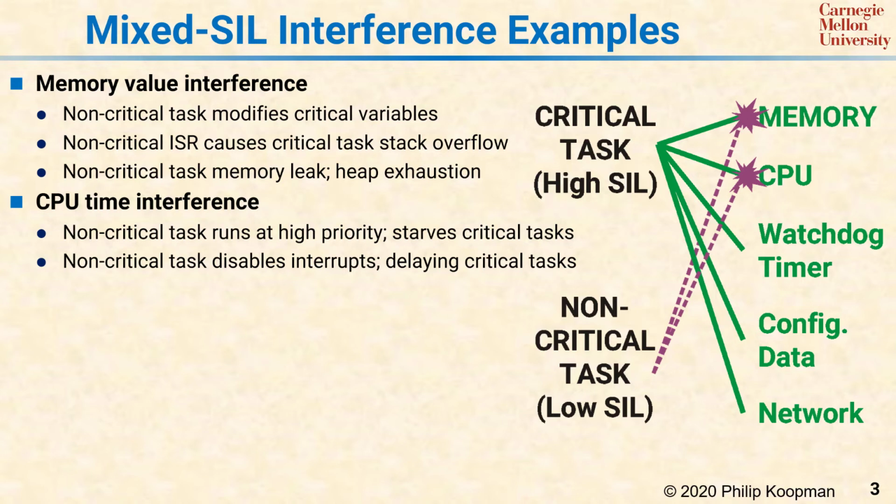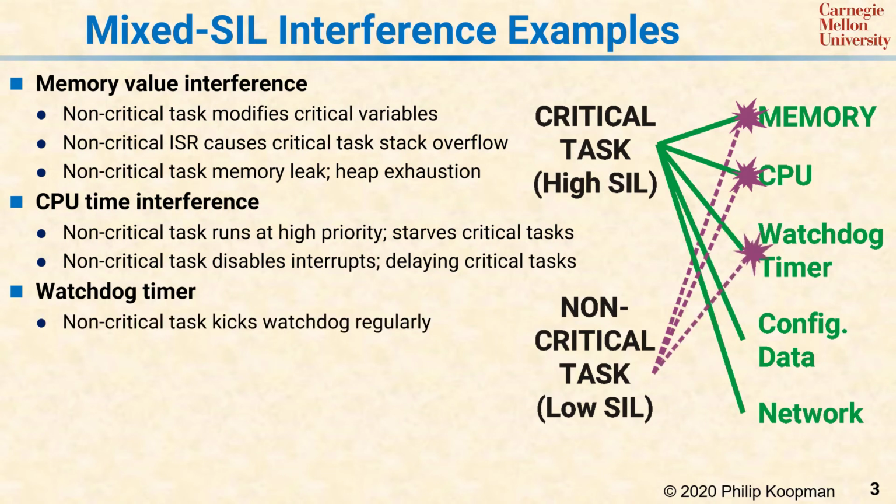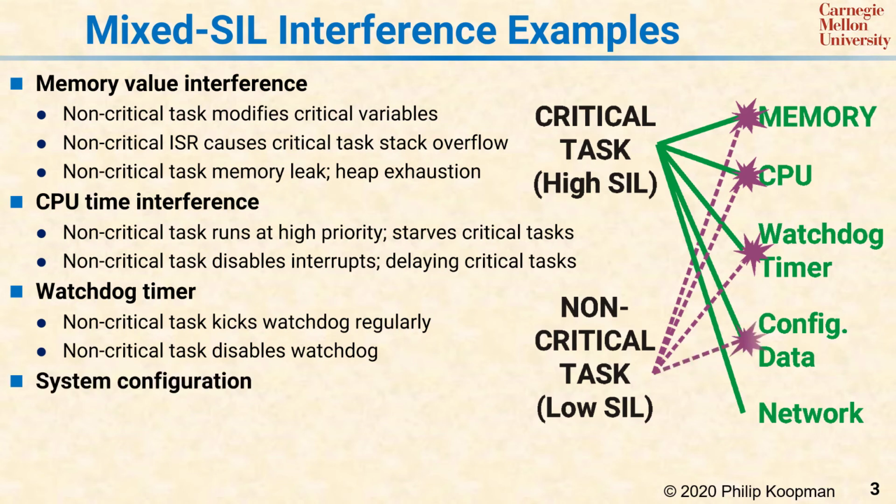A non-critical task could compromise the watchdog timer by, for example, kicking it in a tight loop even though the critical tasks are all dead, or even disabling the watchdog entirely so that the system will never reset even if everything dies. A non-critical task can corrupt system operation by, for example, changing the direction of a digital output pin used for critical operations to instead be a digital input pin.